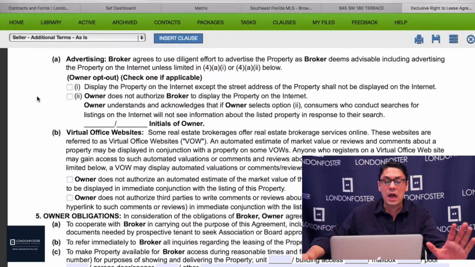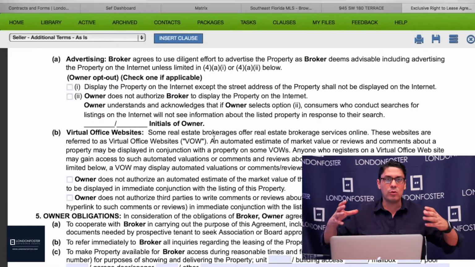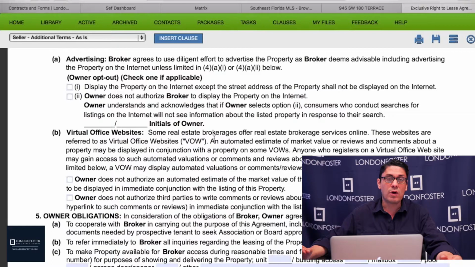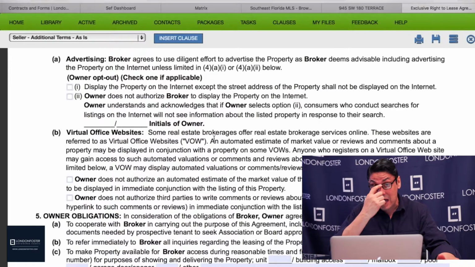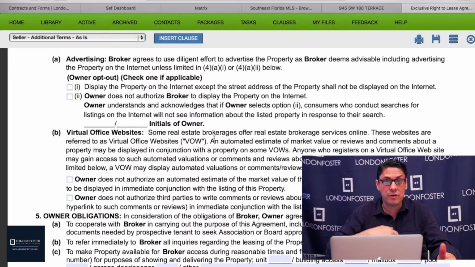I don't recommend you filling any of this out, because this is only when the owner is looking to opt out from being on the internet, which is not recommendable, especially not for rentals. You want to make sure that you have as big a pool as possible to pull from. So you want to make sure that your owner does not opt out of including their address or opt out from being used by some of the virtual offices.